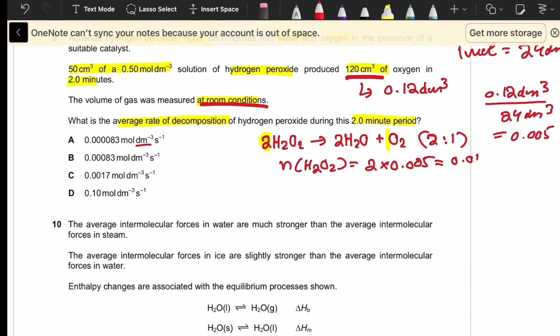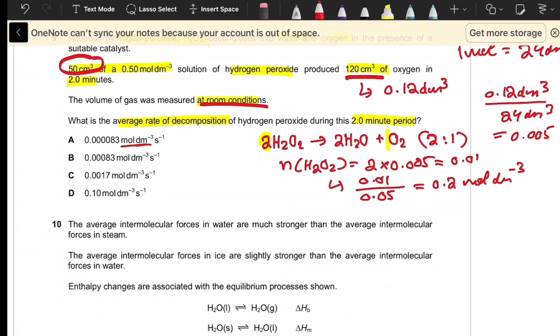Now, we have the number of moles of hydrogen peroxide decomposed, but remember our units are in moles per decimeters cubed, so they want the concentration. At the beginning, they stated 50 centimeters cubed of this hydrogen peroxide solution was used. Therefore, our concentration, which is equivalent to the number of moles divided by the volume, would equal 0.01 divided by 50 divided by 1,000, which is 0.05, giving us 0.2 moles per decimeter cubed.